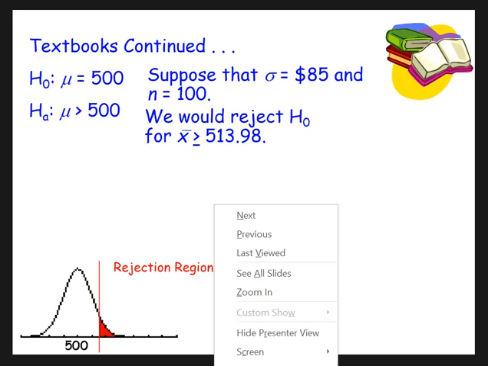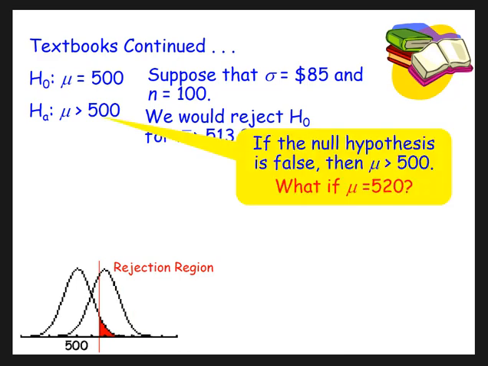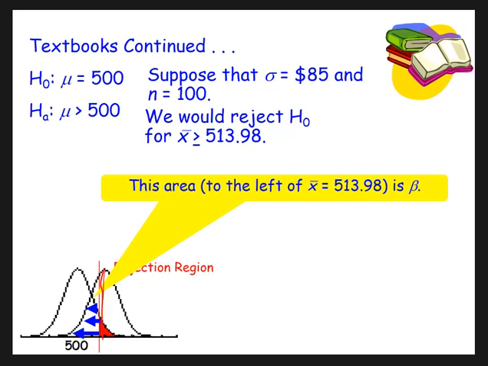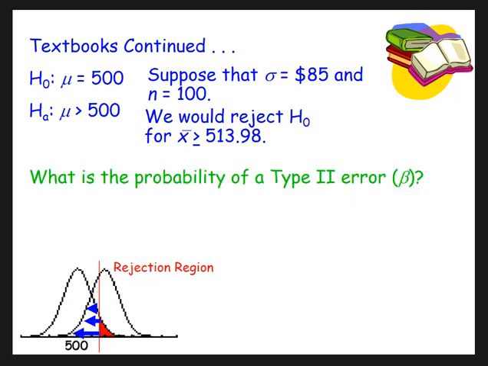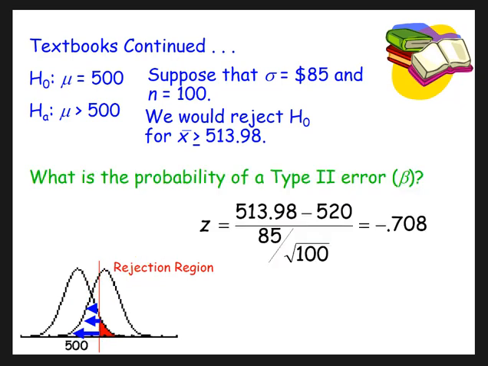So suppose we have a standard deviation of 85. We already have that. Now if the null hypothesis is false, then mu is greater than 500. So now the question is, what if it is 520? That's just slightly more than that borderline critical value. Well, beta is this whole probability here. That's a huge beta, which means I have a very low-powered test.